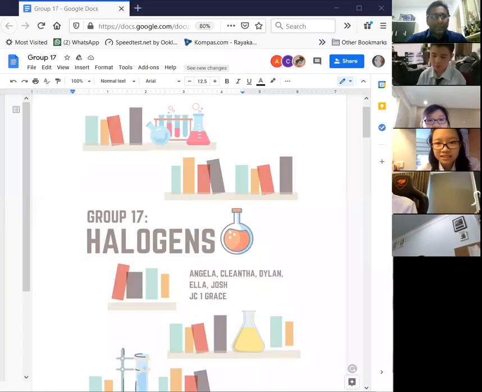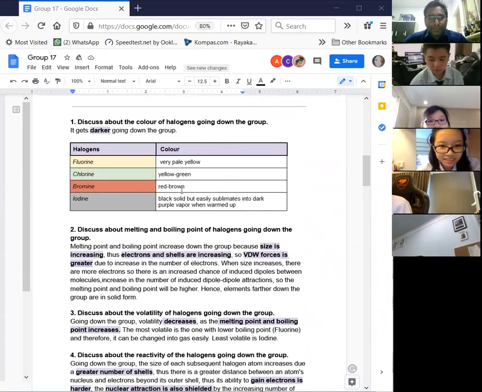Today we'll be talking about group 17 or halogens. Discuss about the color of halogens going down the group. The color of halogens gets darker going down the group.